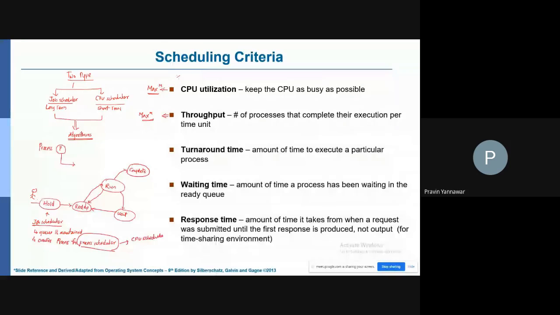Whenever we say that a queue is being maintained, it means that whenever a job is submitted by a user, every job has first an arrival time. Arrival time means the time when the job enters the system. So that is the arrival time.